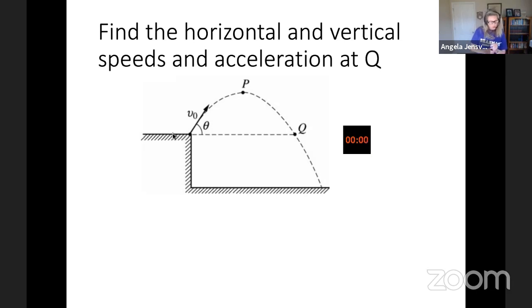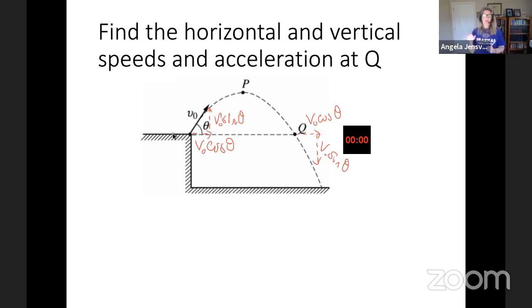Okay, so you want to get the horizontal and vertical speeds at Q. So let's just draw the components to begin with. This one would be V naught cosine theta, and this vertical would be V naught sine theta. Now remember in the horizontal direction, the speed doesn't change, so I'm going to draw that over here. It's the same, V naught cosine theta, and this whole thing is symmetric, so it will have a downward component of V naught sine theta.